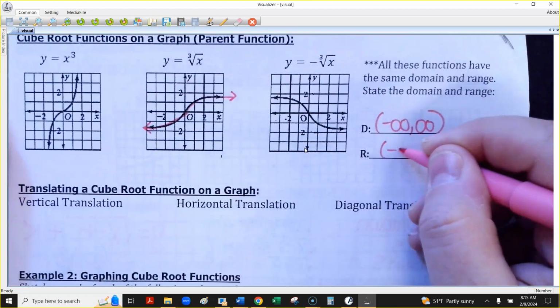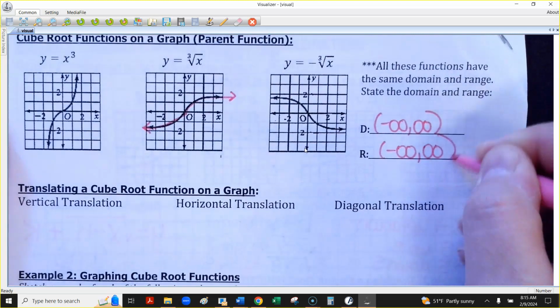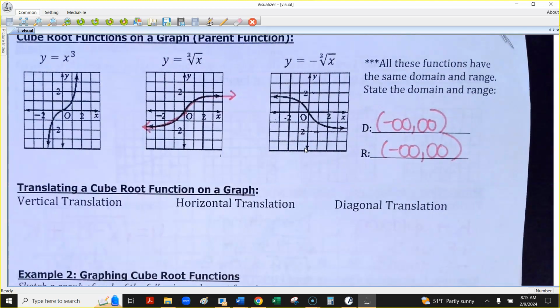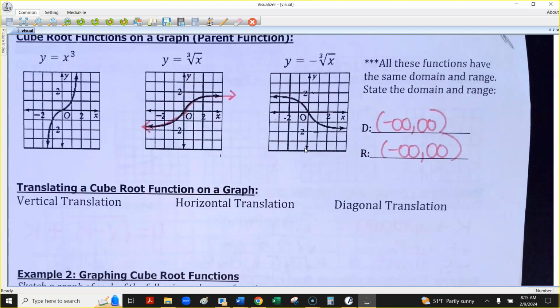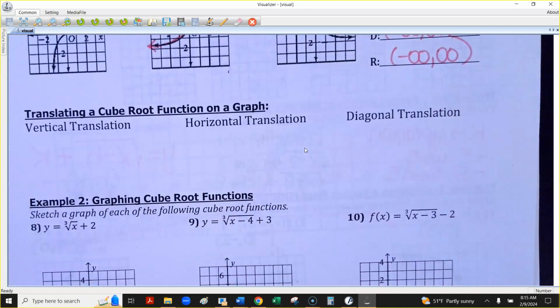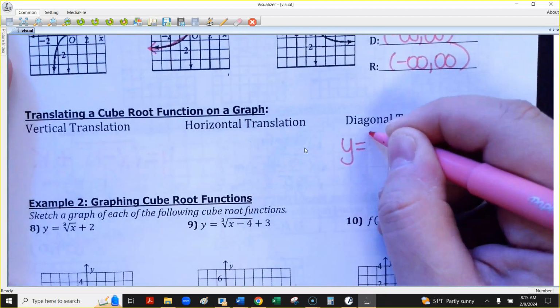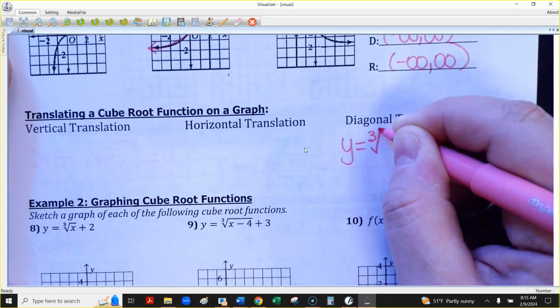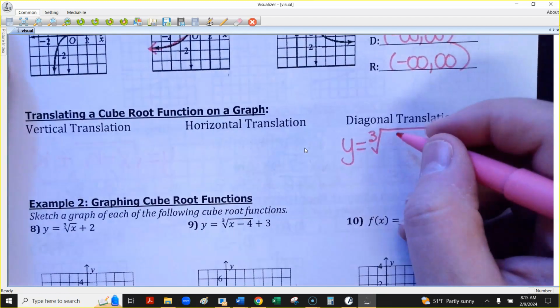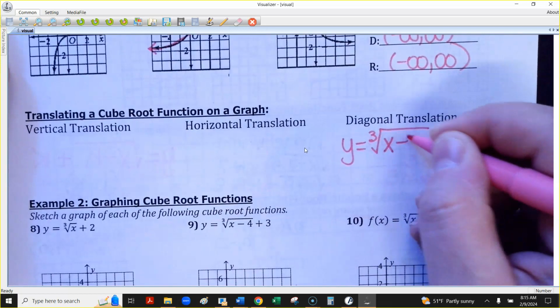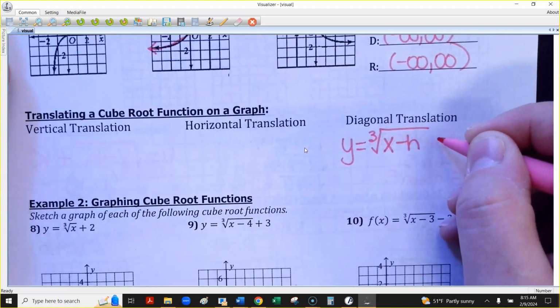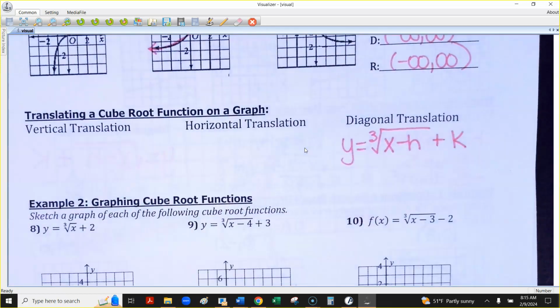So all real numbers for both the domain and range. You'll cover all the way from negative infinity to positive infinity for both. Okay, now I'm going to do this same thing we did on the other side here. For a diagonal translation of a cube root, it's going to look super similar. I'm just going to write an index of 3 on my cube root. So under the cube root, you'd have x minus h, and outside the cube root, you'd have a k.